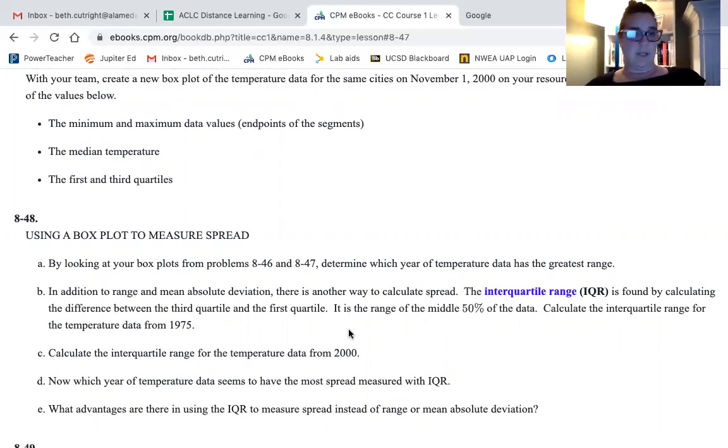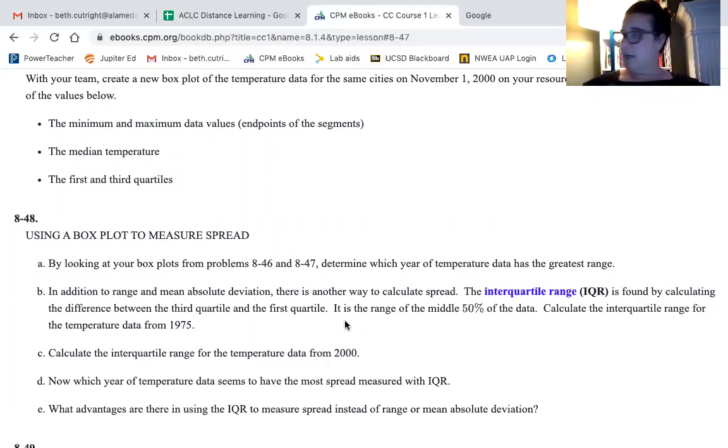In addition, B says, in addition to range and mean absolute deviation, there is another way to calculate spread. The interquartile range is found by calculating the difference between the third quartile and the first quartile. It is the range of the middle 50% of the data. So it's kind of talking about a central tendency, not talking about the fringes at all, just looking in the middle 50%. So you're going to calculate the interquartile range for the temperature from 1975.